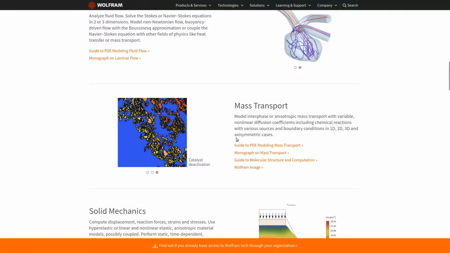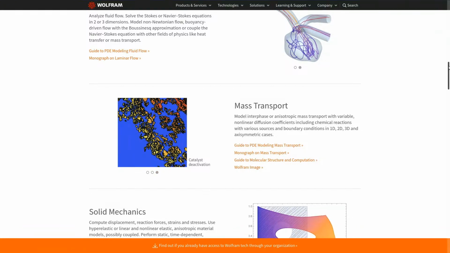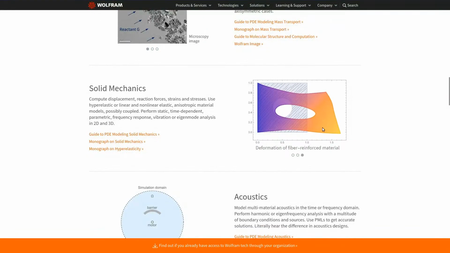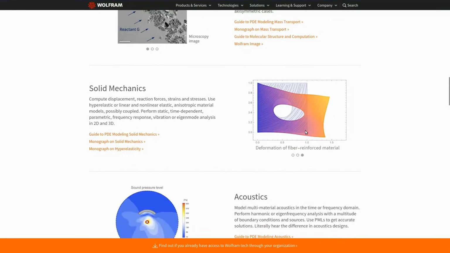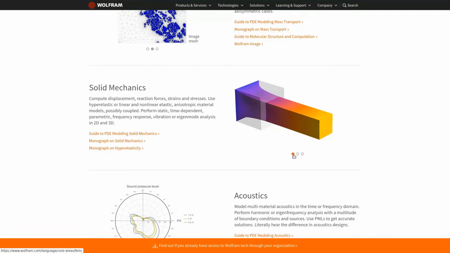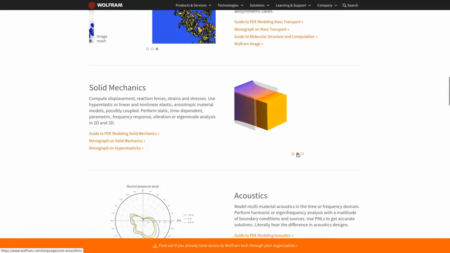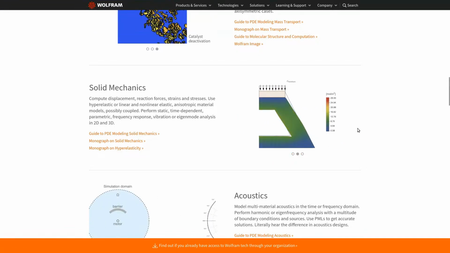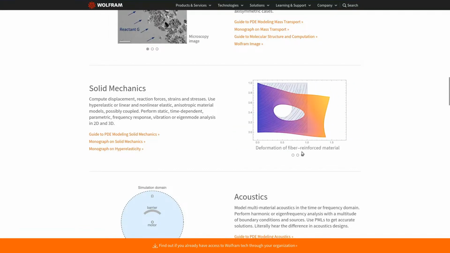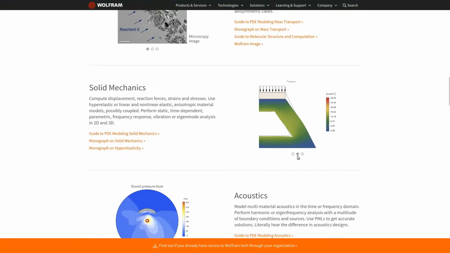So this is a catalyst deactivation. We provide functionality for solid mechanics. So what you see here is the deformation of a fiber reinforced material. We have models for hyperelastic materials, and you can couple them with other fields of physics. So here's a hyperelastic material coupled with moisture and temperature.